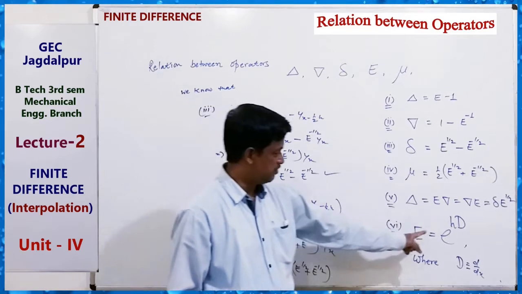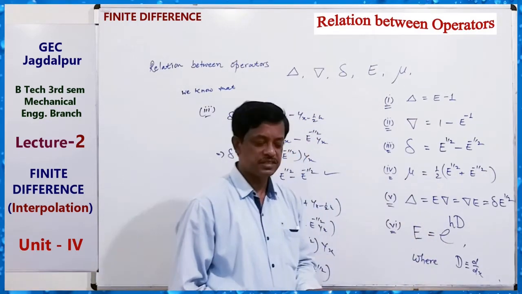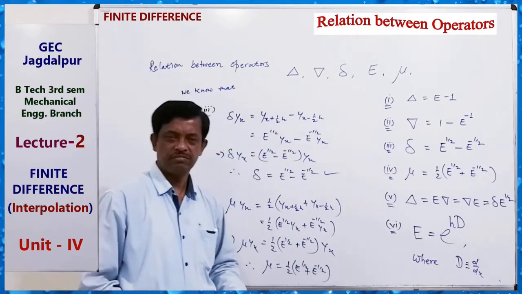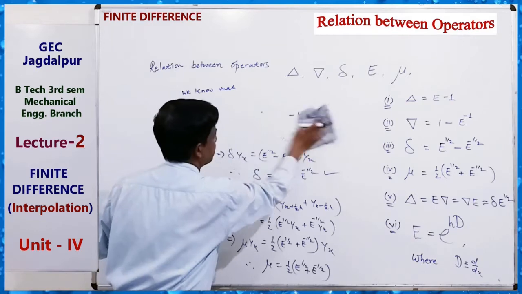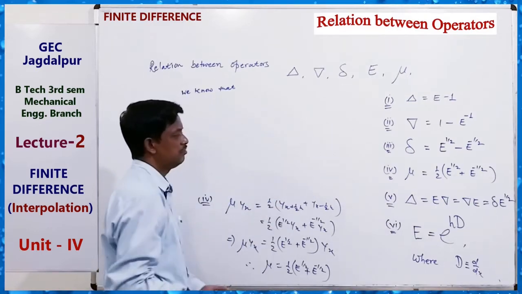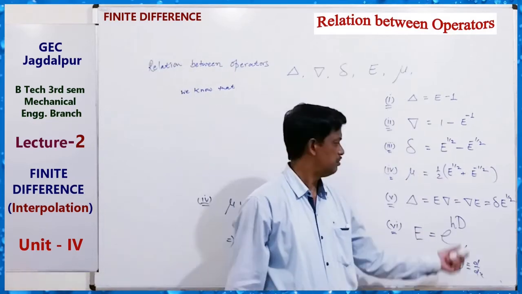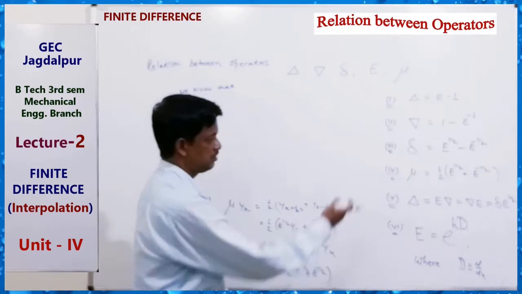By definition, the main things are these two. And this is a very, very important property: E equals e to the power hD. By using this, we can do many questions because derivatives are there. So the fifth can be proved very simply. Just solve it. This is equal to Δ, this is equal to Δ. We can do it for this.